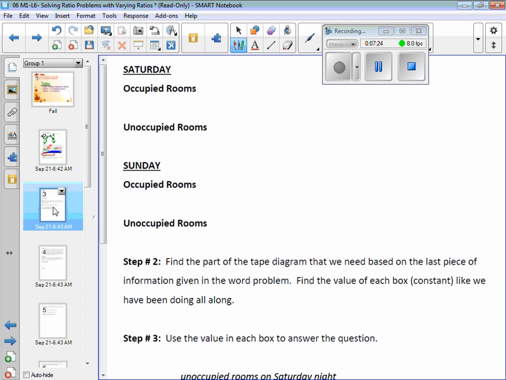We're going to start off by making a double tape diagram. Let's put in the ratios first. For Saturday night, what was the ratio of occupied to unoccupied? 2:5. Same thing. Put them in parentheses. And let's make it. Oh, I have one box too many.